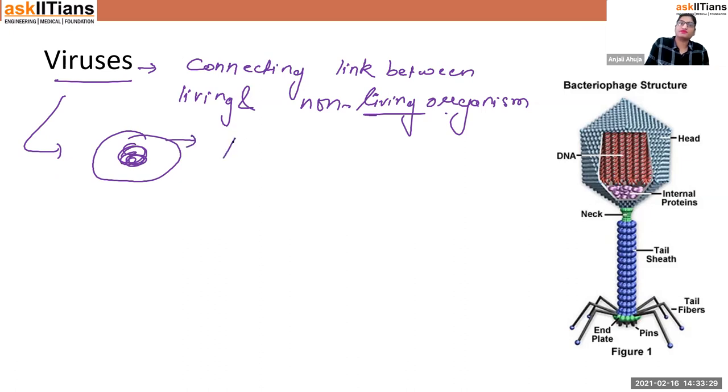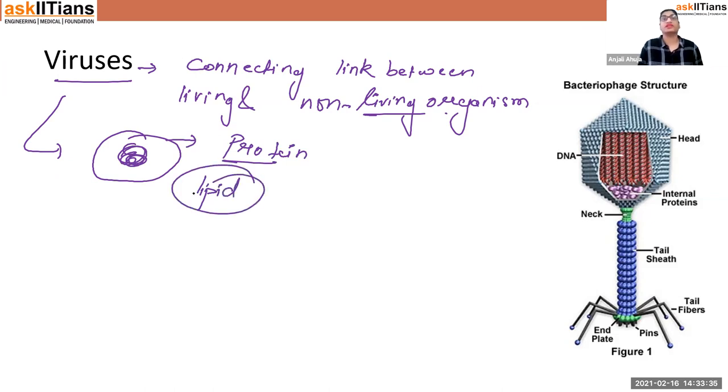Outer covering, it's mainly protein. It has little lipid component also, not all the time. Like the coronavirus used to have the lipid component, Ebola used to have, but mainly protein covering, and inside genetic material is there. Genetic material can be RNA or DNA. RNA is ribonucleic acid, DNA is deoxyribonucleic acid. That's why we say RNA virus or DNA virus. That's your genetic material, and that genetic material is copied into our body and then it just affects us.